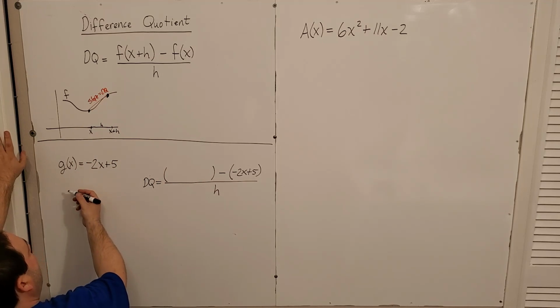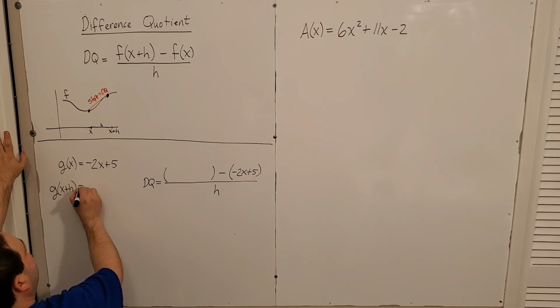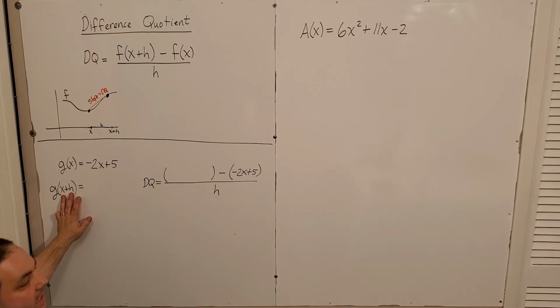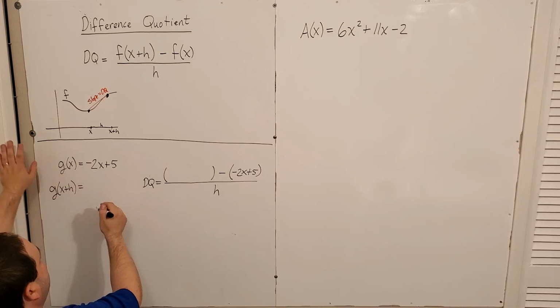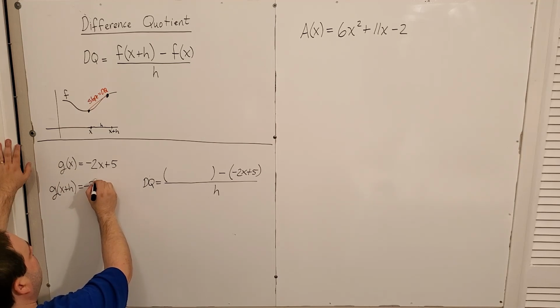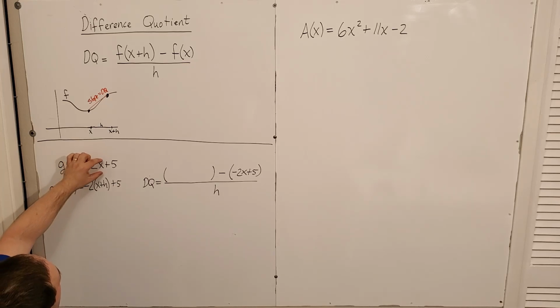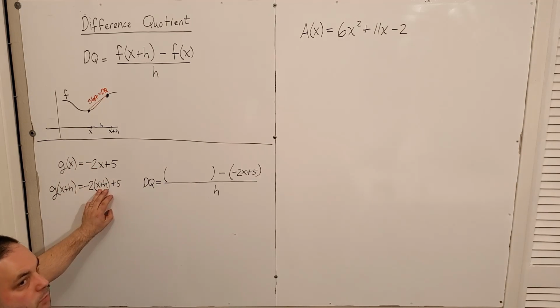In this case, I'm going to do g of x plus h. And remember, all that means is wherever you see an x, I'm directly replacing it with x plus h. I'm plugging that in. So here it is. That would be negative 2 times x plus h plus 5. Direct replacement. Instead of x, I plug in x plus h.